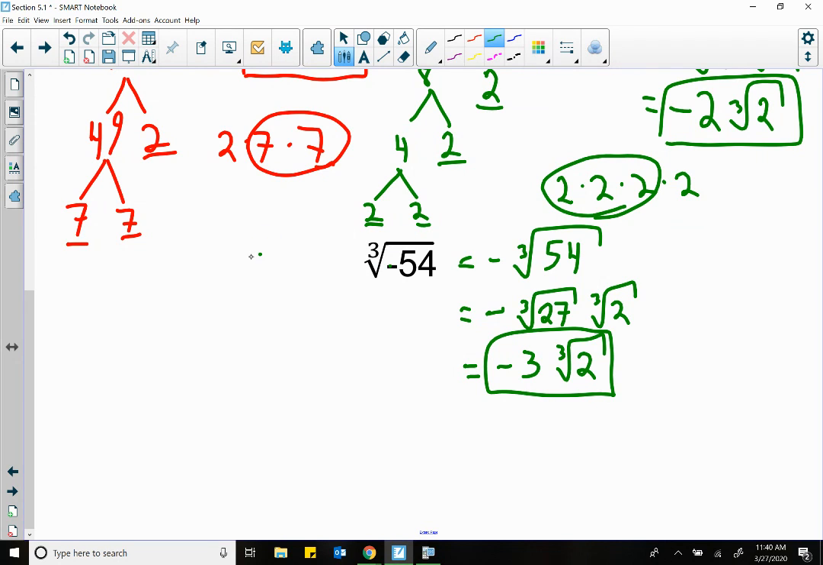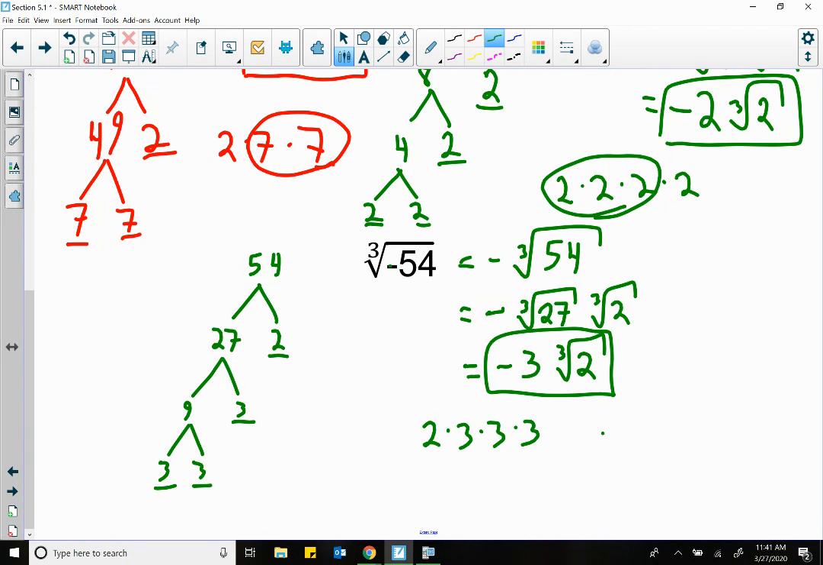Over here, if we did the tree diagram, 54 breaks down into 27 and 2. 2 is prime, 27 is not. 27 is 9 and 3. 3 is prime, 9 is not. 3 and 3. So 54 is 2 times 3 times 3 times 3. Again, it's a cube root, so you circle triples. Now you see why this 3 is out here, because I have triple 3s. So the 3 pops out, and that 2 goes back underneath. And that's how we simplify radicals.